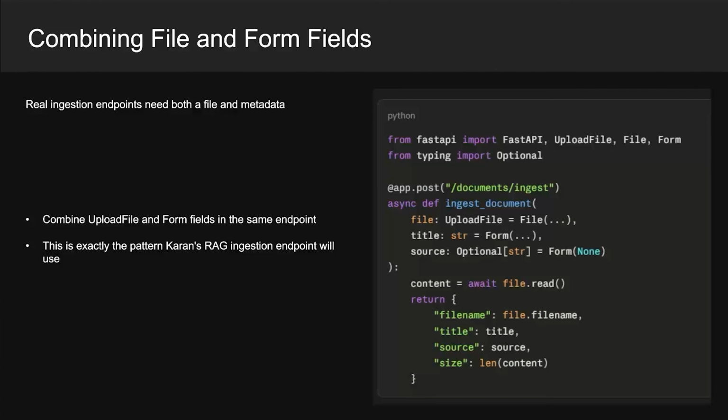And here's the slide that ties everything together for our RAG system. A real ingestion endpoint needs a file and metadata in the same request. Look at the code. The file comes in as UploadFile, title is a required form field, and source is optional. FastAPI handles the multipart encoding automatically. You don't configure anything extra. The function reads the file and returns the filename, title, source, and the size. This is exactly what the /documents/ingest endpoint in Module 6 will look like. You already know how it works before you get there.